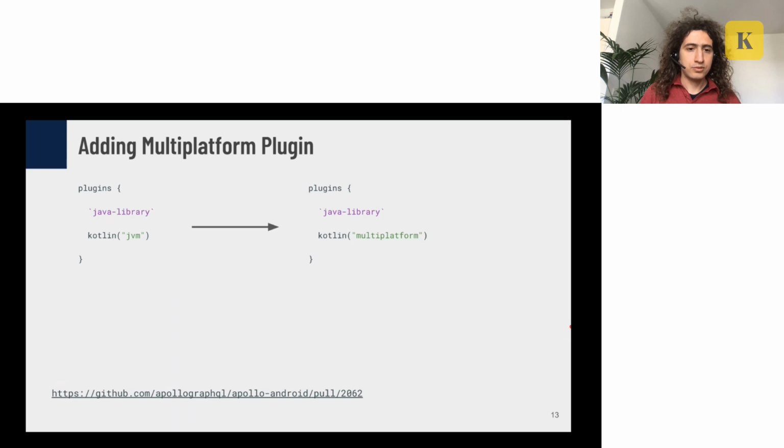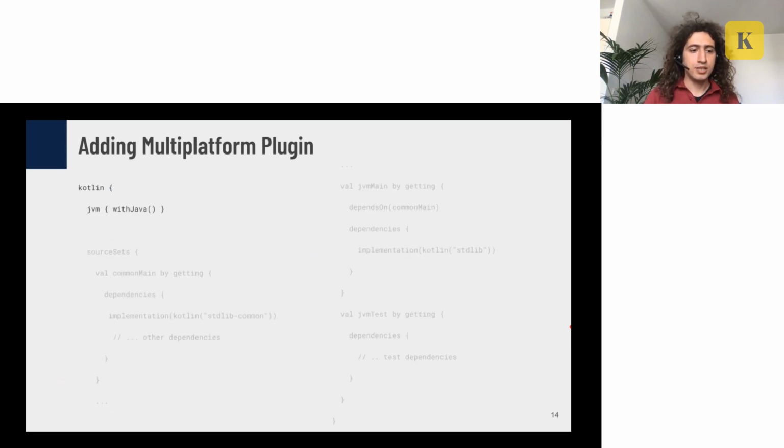So first things first, here's the link to the pull request as well. It is actually adding the multi-platform plugin, but not really making the library multi-platform. The good thing is that the Kotlin plugin and the multi-platform plugin share a lot of things. So you could integrate the Kotlin multi-platform plugin while keeping the JVM implementation 100% backward compatible. That is a really nice start.